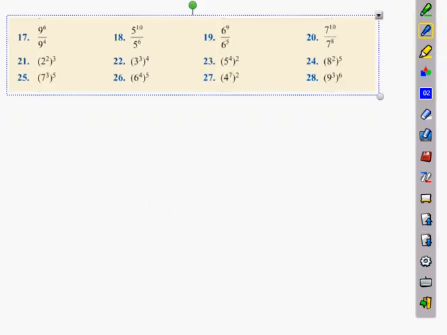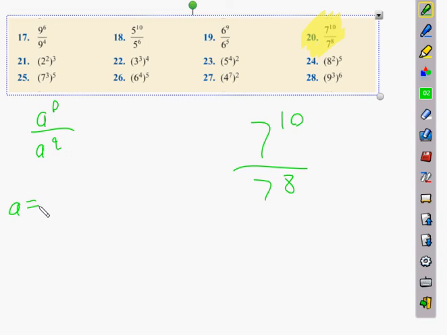These ones now. What can you tell me about question 20, lads? Paul, give me the A value, the P value, and the Q value for question 20. The A value is 7, yeah. The P value is 10, yeah. And the Q value? 8. 8, good man.